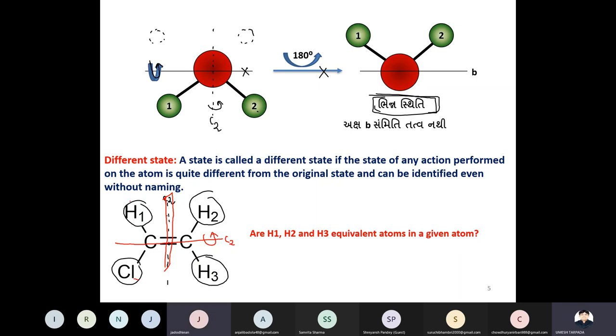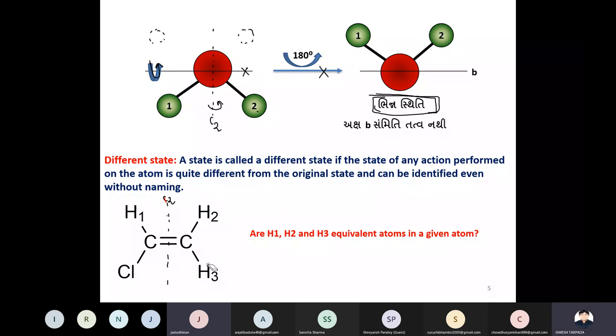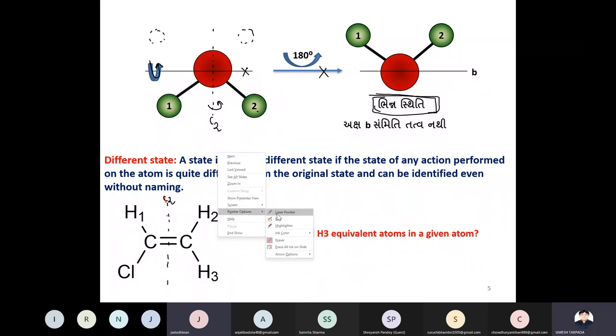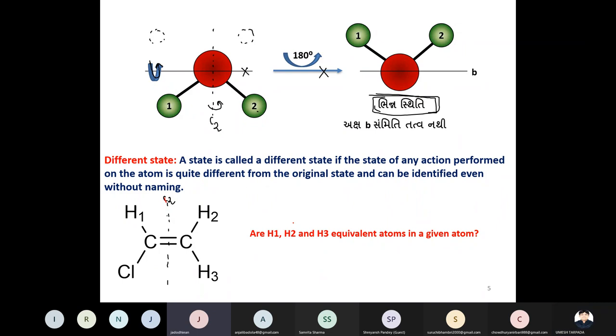So in short, these three hydrogens are different. Or again, you can say that one hydrogen is on the terminal carbon, very close to Cl. The other two hydrogens are on the second carbon with respect to Cl. And among these two hydrogens, the one which is very close you call cis hydrogen, and the other one is trans. And that's why all these three hydrogens are different. H1 and H2 as well as H3 are all different atoms.